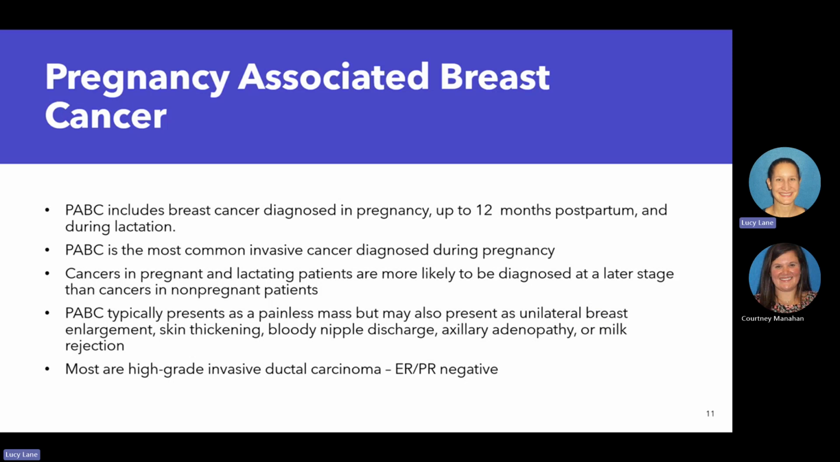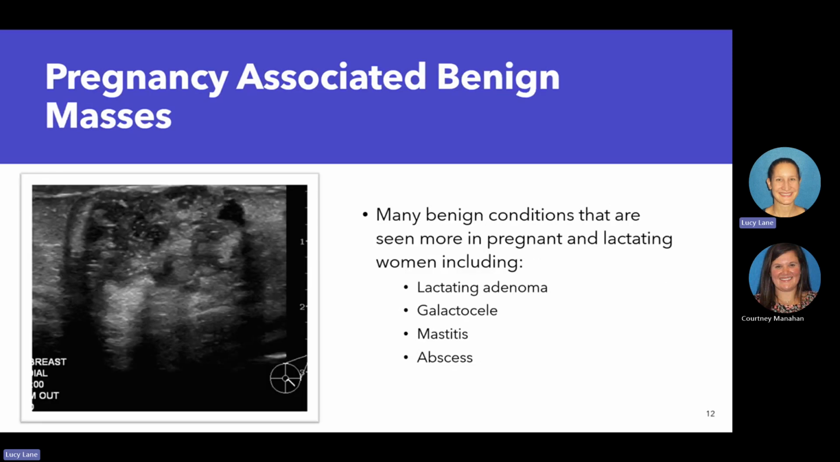Generally, pregnancy associated breast cancer presents as a painless mass, but it can present as unilateral breast enlargement, skin thickening, bloody nipple discharge, axillary adenopathy, which just means that your lymph nodes in your armpit are enlarged, or milk rejection. Most are high grade invasive ductal carcinomas, ER/PR negative. Many benign conditions that are seen more in pregnant and lactating women include lactating adenomas, galactoceles, mastitis, and abscess, and we'll go over that a bit today.